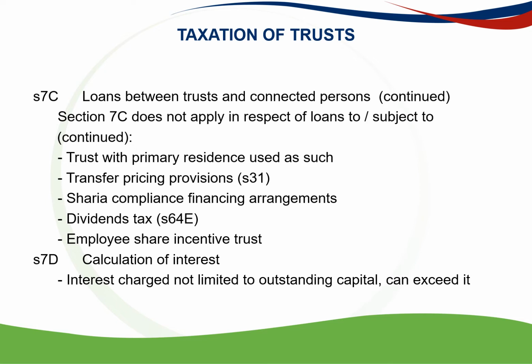So Section 7D deals with the calculation of interest. As long as that loan exists and it's low or no interest, Section 7C will keep on charging interest that will be deemed donations. And it doesn't matter if the interest that's been charged exceeds the capital amount of the loan in the long term. So if the loan was R1 million and over the years interest has been charged as deemed donations and that exceeds R1 million already over all the years, that is irrelevant. It will just carry on.